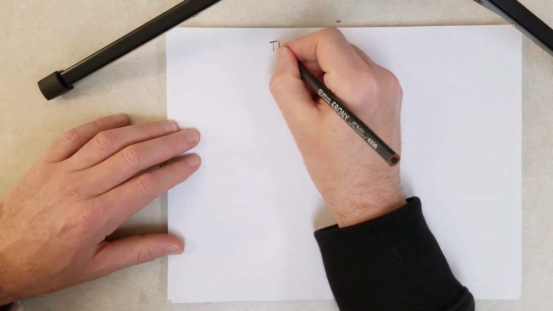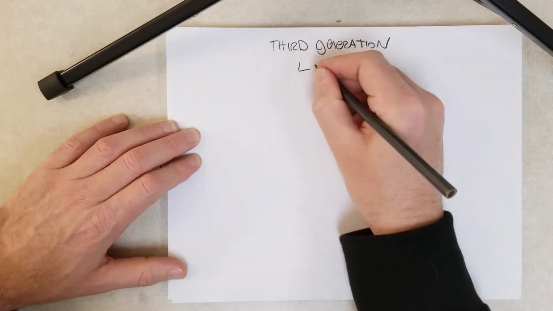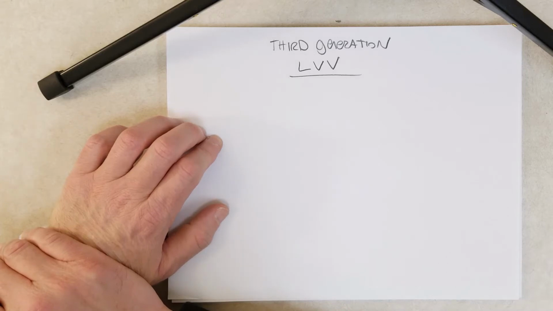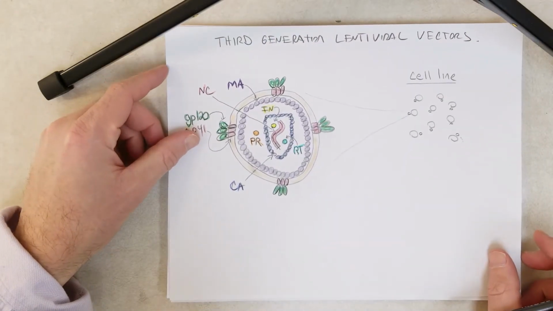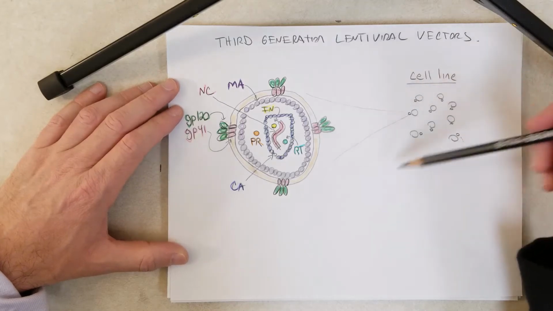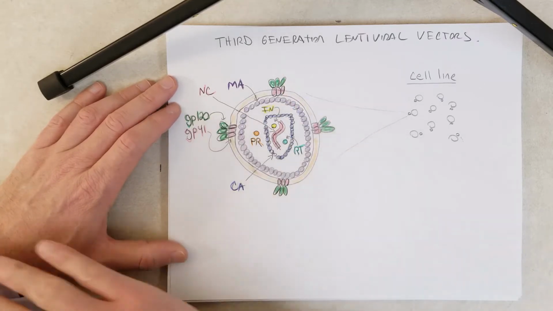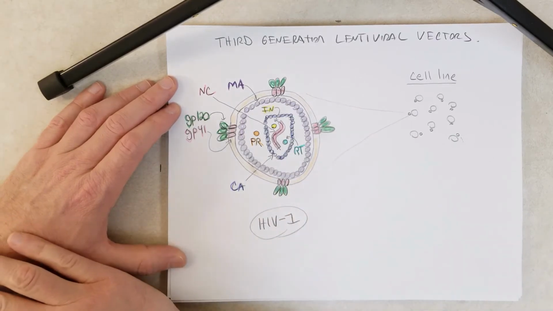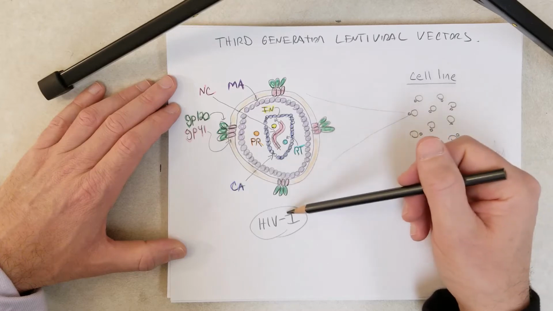We are going to focus on a specific class of lentiviral vectors called third generation lentiviral vectors, and I may abbreviate lentiviral vector as LVV from time to time. Let me use this piece of paper right here with these notes already diagrammed on it. In the last couple of videos, we talked a lot about HIV-1 and the structure of HIV-1. Essentially, the lentiviral vector is going to be very similar to HIV-1.